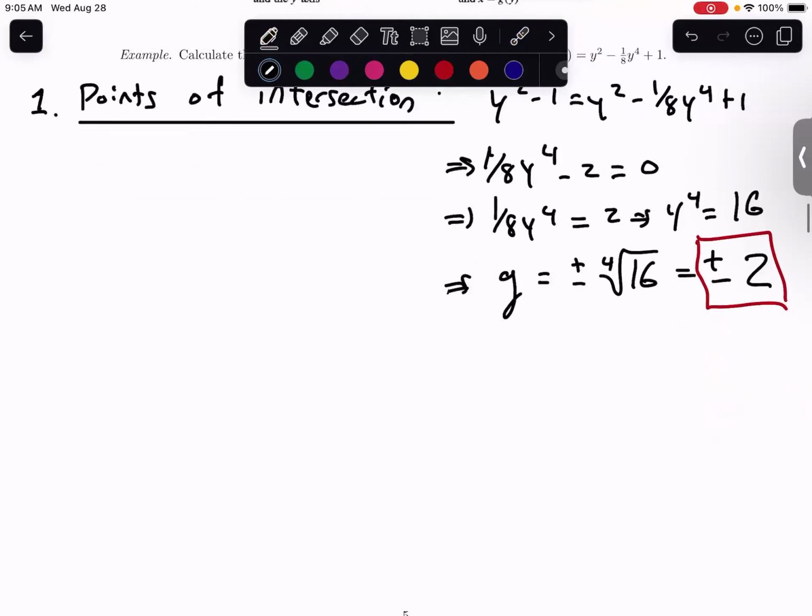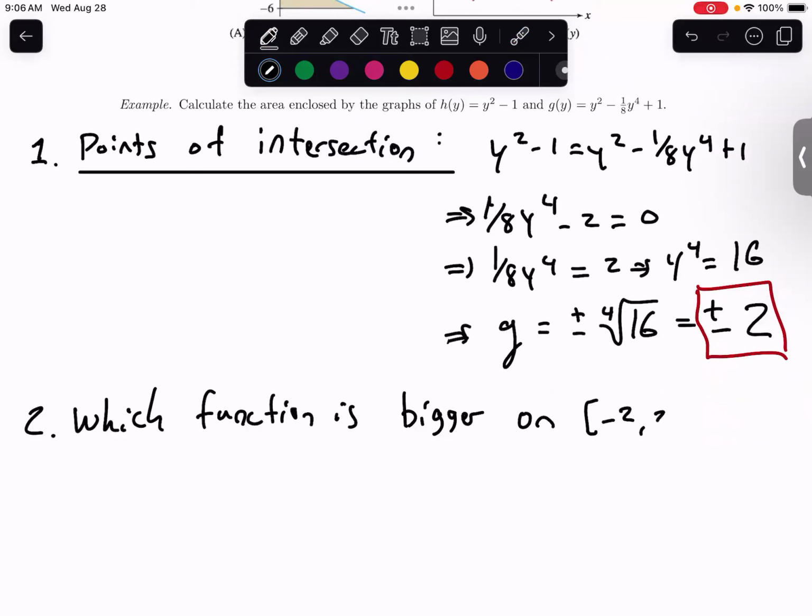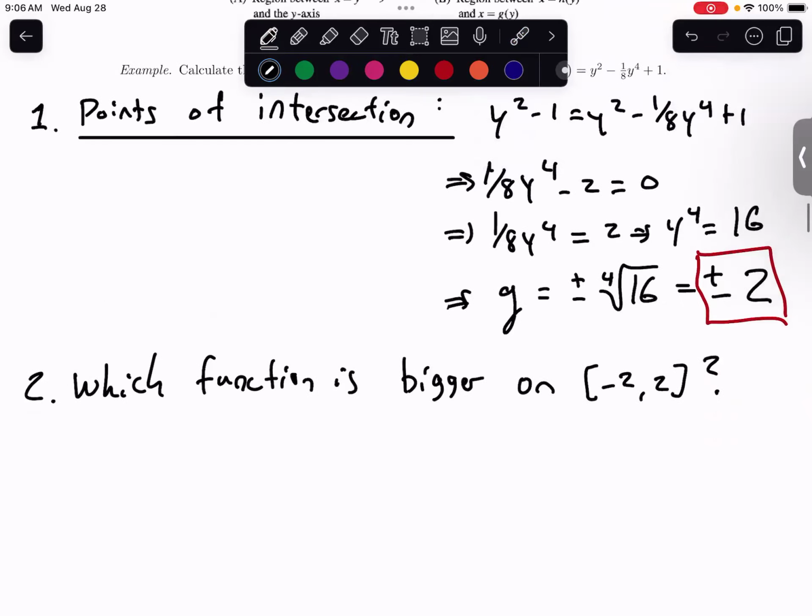Okay, so the next thing we're going to do is determine which function is larger than the other. I don't really have a good way of writing this out mathematically in a concise way, so I'll just say, which function is bigger on the interval from -2 to 2. And so this is where you do the number line from Monday.